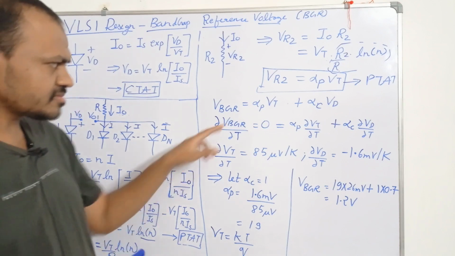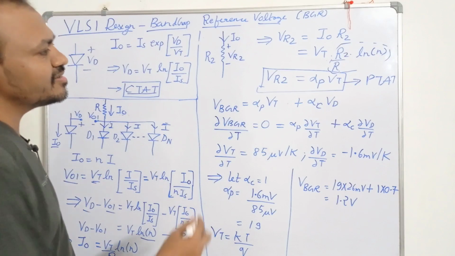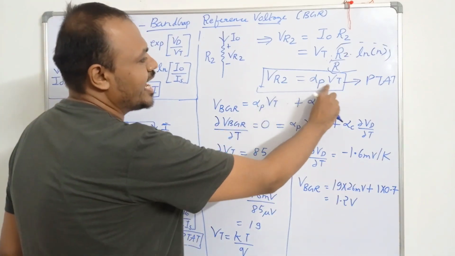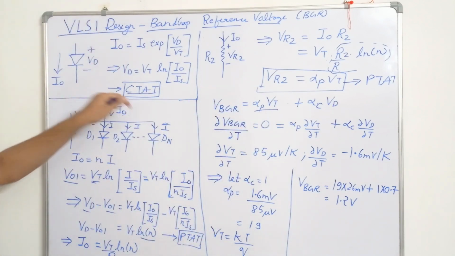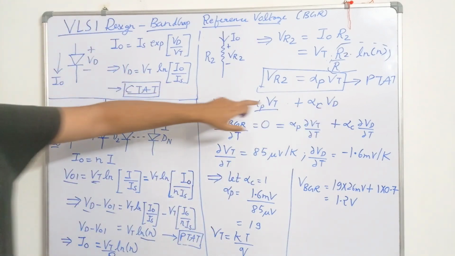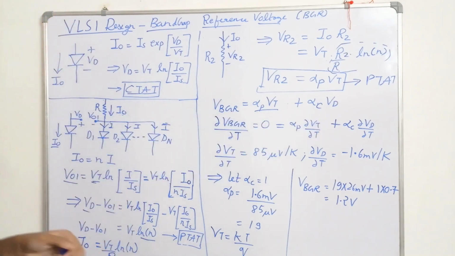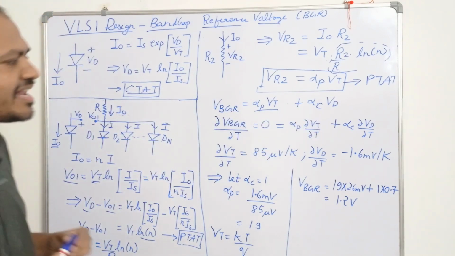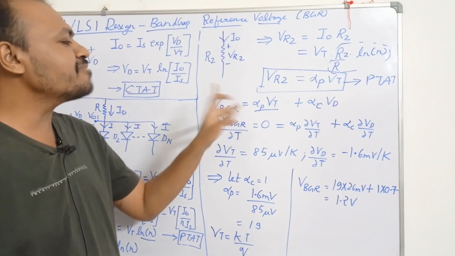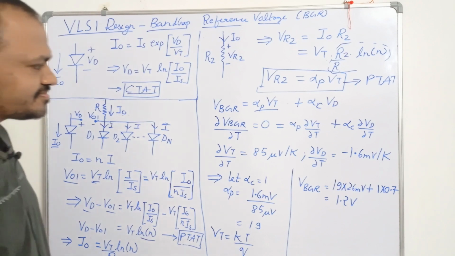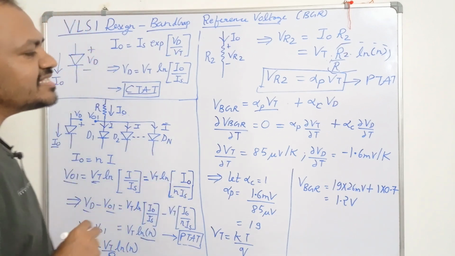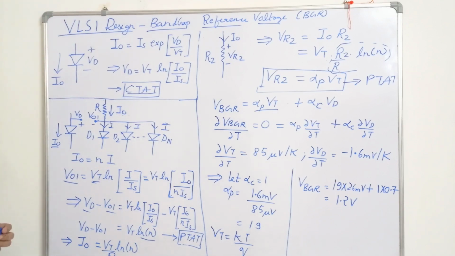So we have this equation. For the p-TET device we got alpha p Vt, and for the c-TET device we have this Vd and alpha c. Alpha c is the constant for the c-TET device. So similarly we got this equation for the band gap reference voltage. So the band gap reference voltage device will maintain a constant voltage across the temperature range approximately minus 50 degrees Celsius to plus 125 degrees Celsius.